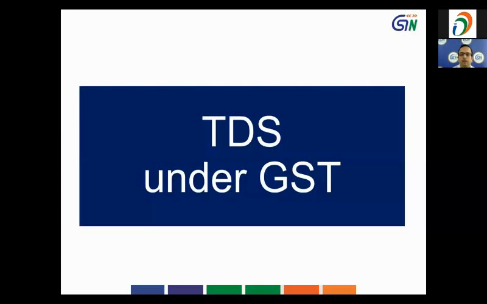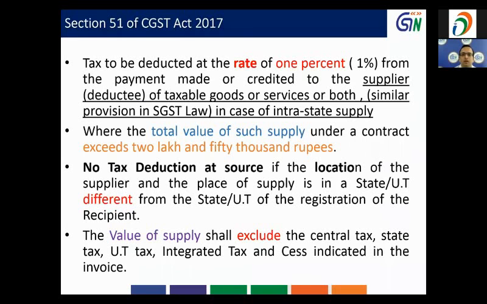Now we will come to what the person who has got his registration is required to do. What he is required to do is deduct tax at the rate of 1% from the payment made or credited to the supplier in case of intra-state supply. So he is going to deduct 1% of CGST and 1% of SGST. So the total deduction will be 2% of the tax.